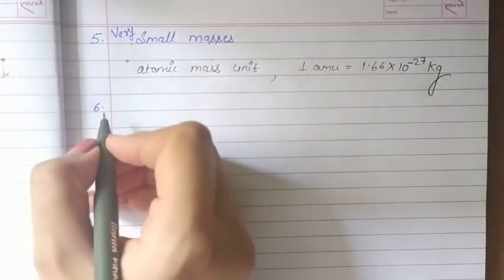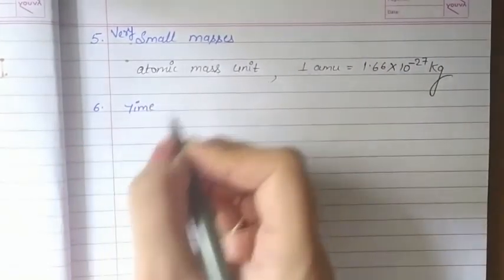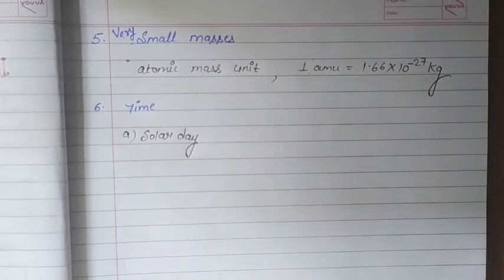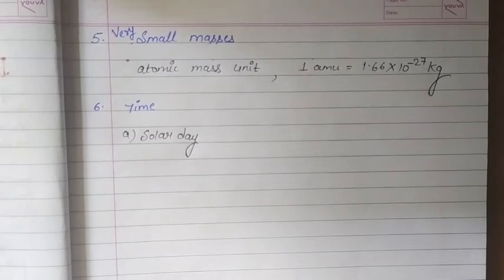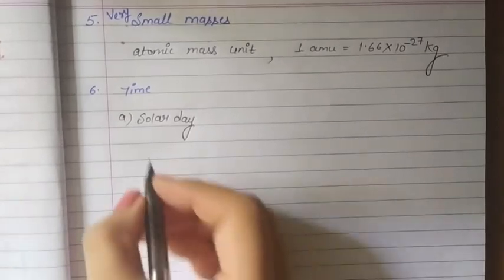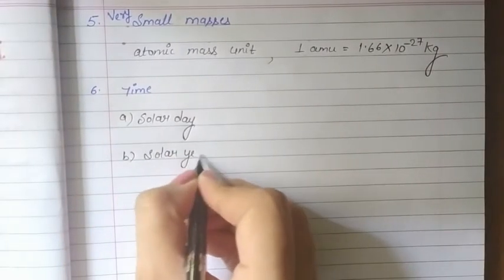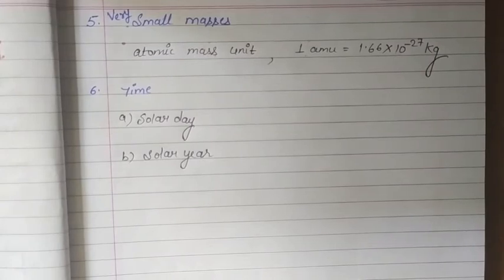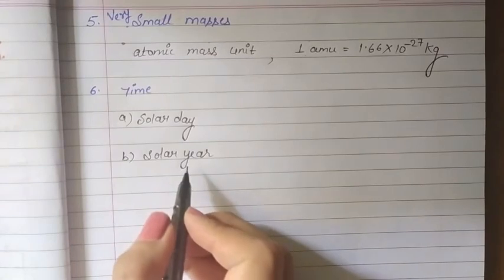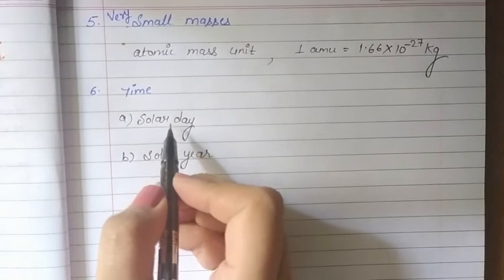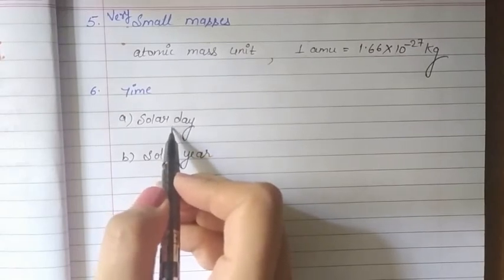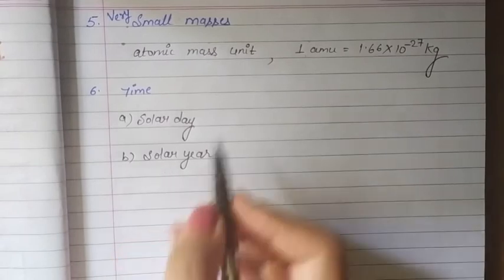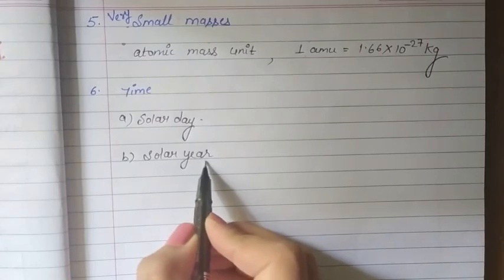Next category is to measure time. If we want to measure time, then the main units that we use are solar day. Now solar day is the time taken by the earth to complete one rotation, that is our actual day. Next is the solar year. 1 solar year is actually equal to 365.25 average solar days, means it is the time taken by the earth to complete one revolution around the sun. This is the time taken by the earth to complete one rotation about its own axis with respect to the sun, while solar year is the time taken by the earth to complete one revolution around the sun in its orbit.